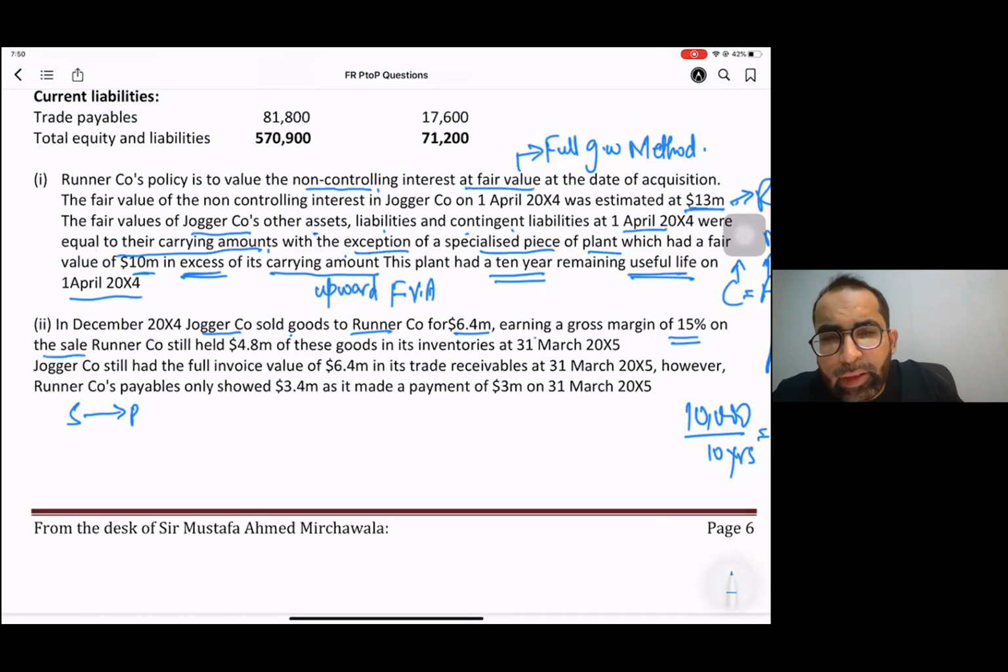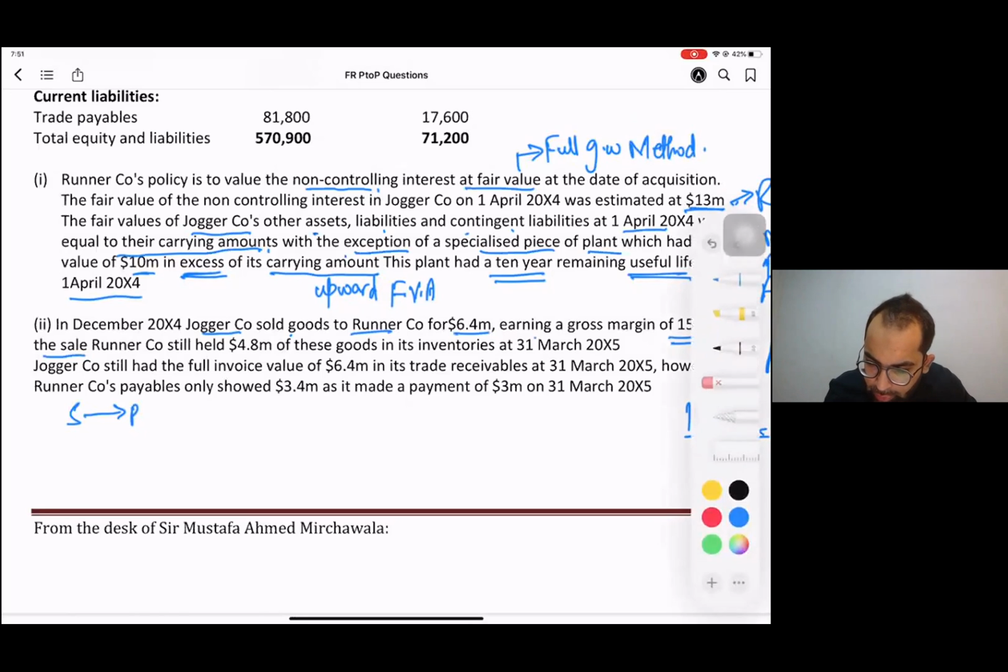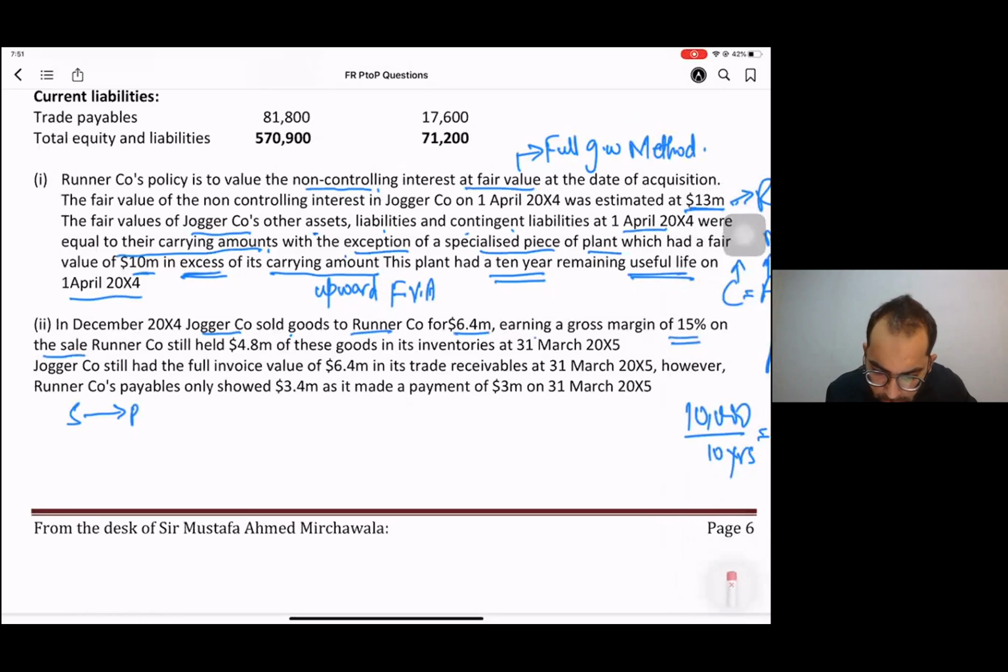Yes, good news. When the margin is given, you can directly multiply it with the selling price. As the margin is profit percentage on sales, and the selling price is directly given, you will multiply the margin percentage with these sales to get the total profit. It's easy. Now see the year end position: Runner company still held 4.8 million of these goods in inventories at 31st March X5.